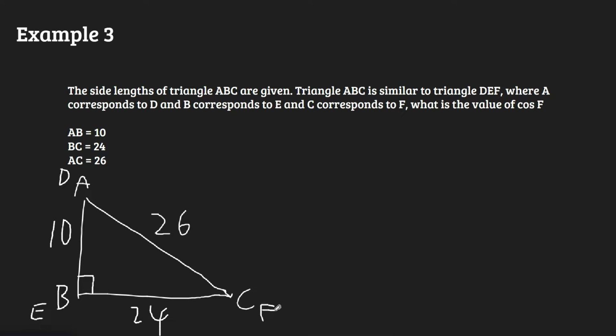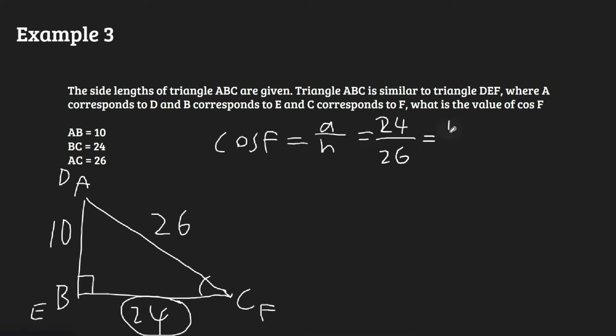So if I'm looking for the cosine of F, trigonometry and trigonometric ratios are just ratios. So the lengths actually don't matter. The ratios of the lengths to each other is what matters. So if we take the cosine of angle F, remember with SOHCAHTOA, the cosine of an angle in a right triangle is equal to the adjacent divided by the hypotenuse. So the adjacent side here is 24. So that's equal to 24 divided by the hypotenuse, which is 26. So then simplifying this, we get 12 over 13.